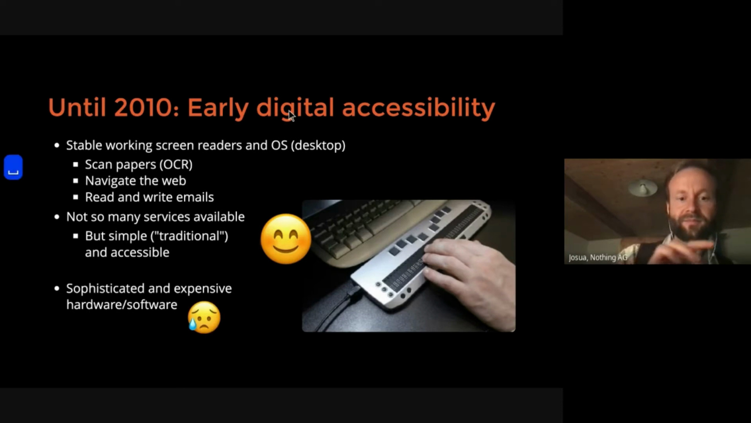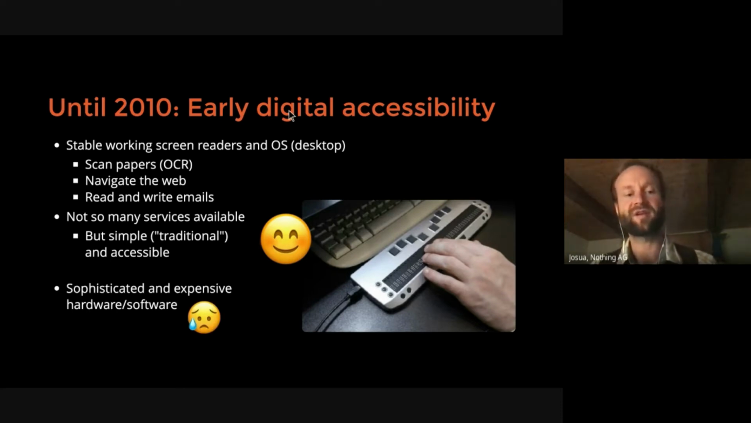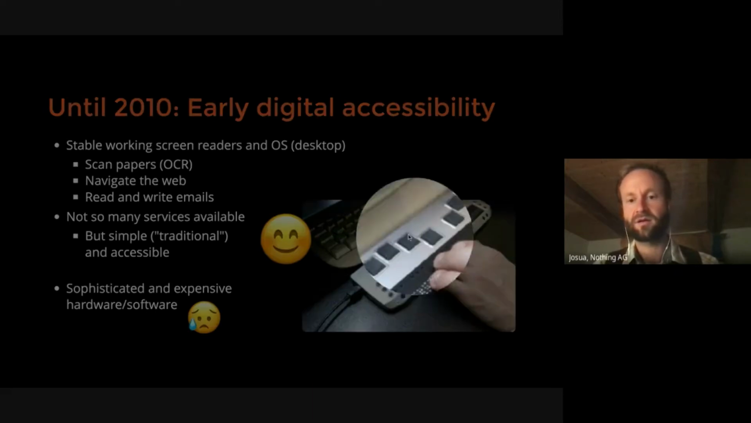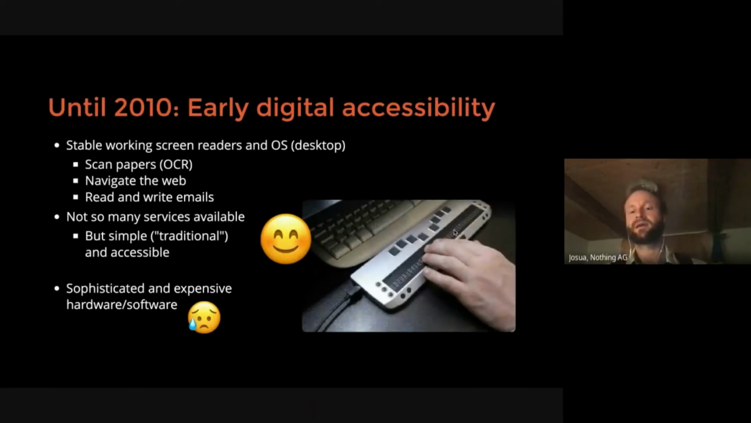The bad side of the coin is that this sophisticated software and hardware was very expensive. This Braille device that you can see here on the right side, back in the days, used to cost around 5,000 to 10,000 euros. So it was really very expensive, and a lot of people were not able to afford such an expensive piece of technology.